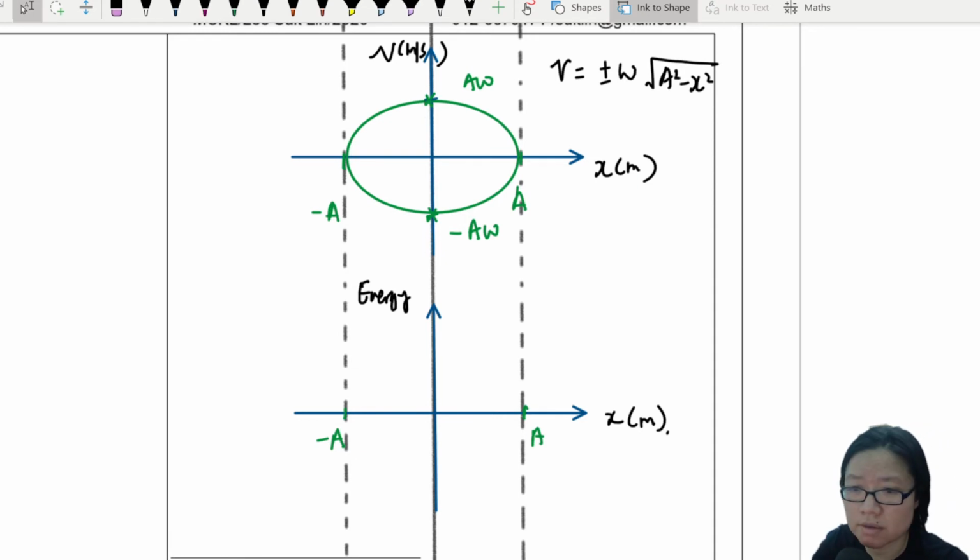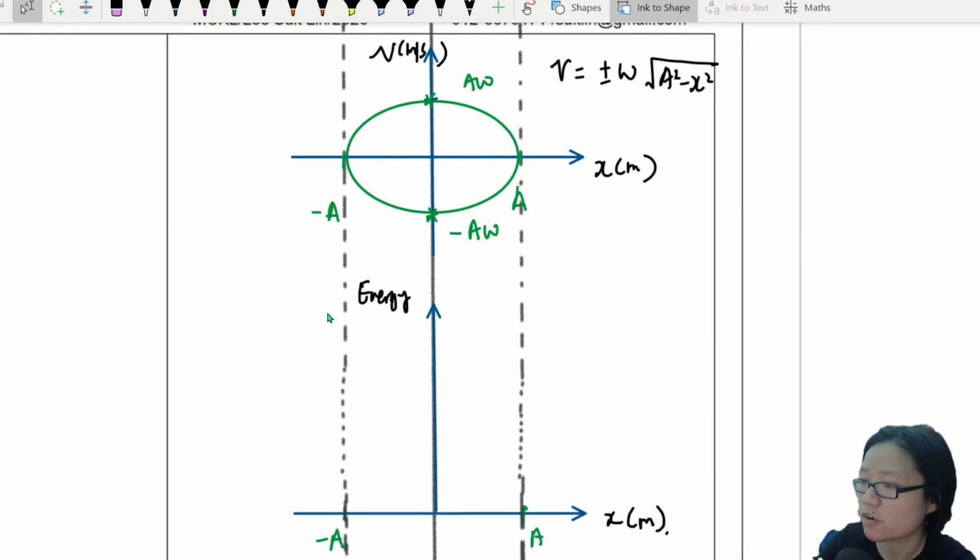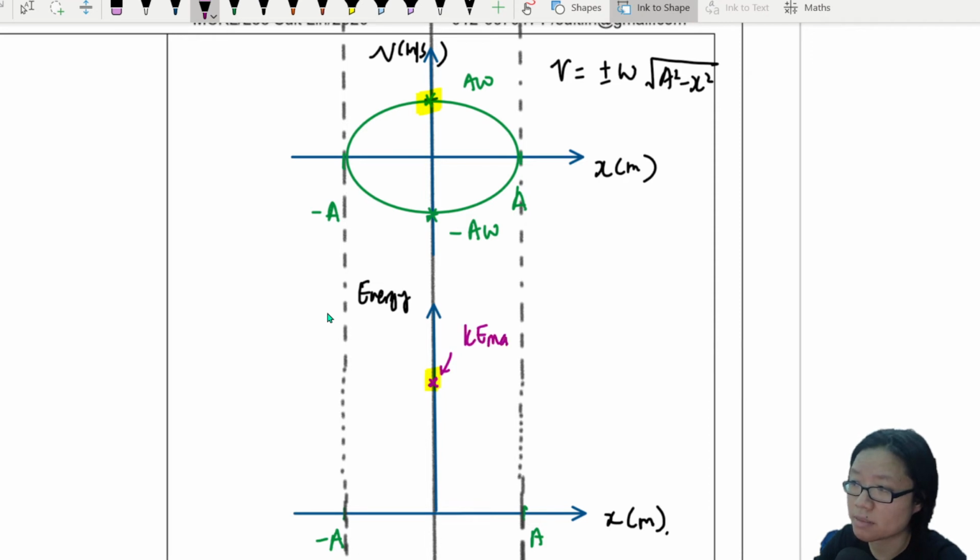Let me move the axis a little bit. Okay, graph of energy against position. We know that here is Vmax, this point here. So here should be maximum. So at this point here should be KE maximum. Where is KE 0? When the particle is not moving. Yeah, so here, particle not moving. Here, particle not moving.